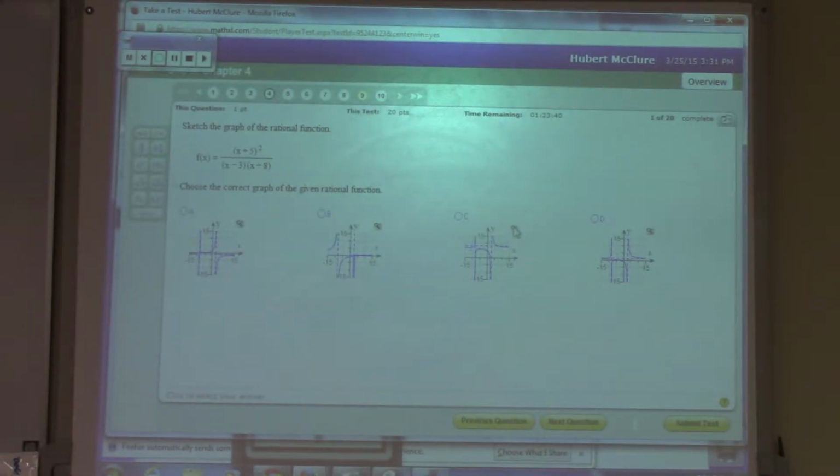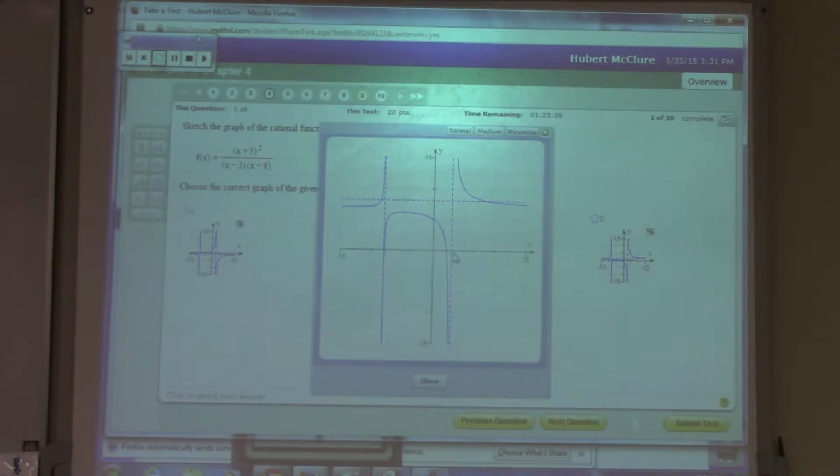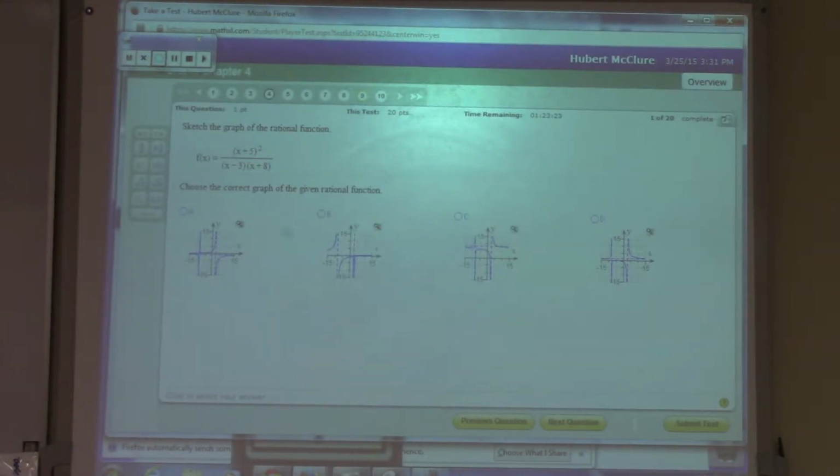Let's check, make sure all of them got a vertical. Positive 3, negative 8, and this one's probably the same too. Positive 3, negative 8. Okay, that looks good. So look at your horizontal asymptote. This is going to be, and we're going to have to take your algebra. Let me go ahead and do that for you.